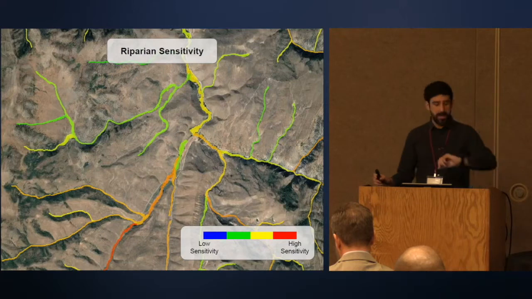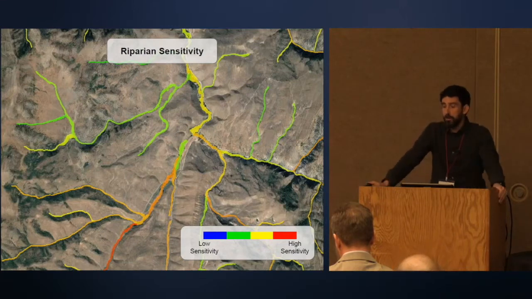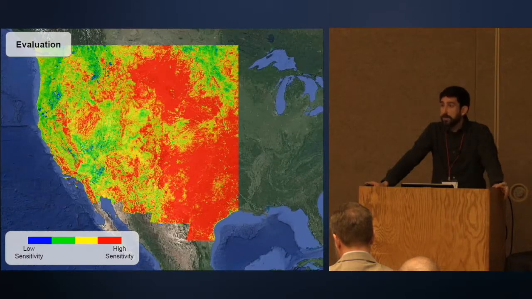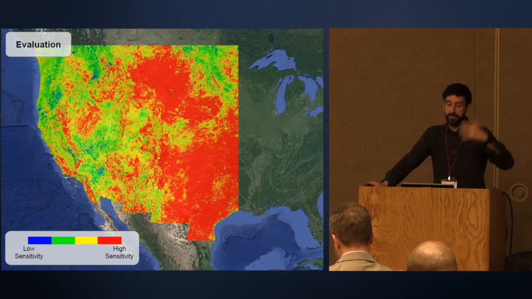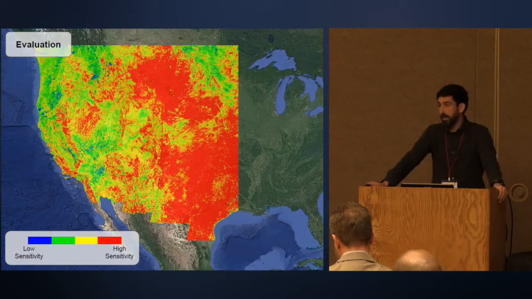I want to talk a little bit now about how you might be able to use this. First, just evaluation. We can look at really broad scales. This is across the entire West here. You can see big, broad changes in sensitivity across the landscape, the high plains being really sensitive, the coastal areas being less sensitive. And then we can zoom in.